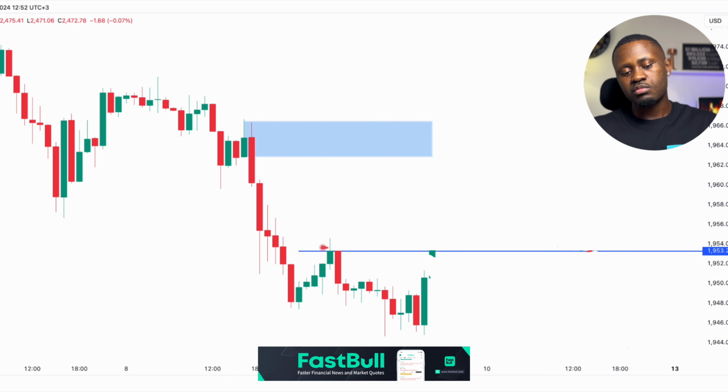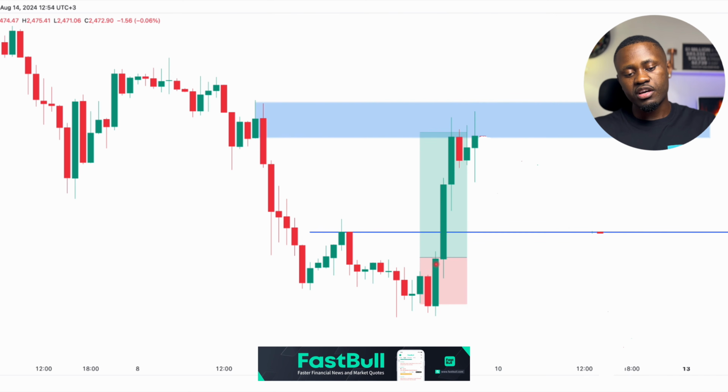So what I do, I always mark out this blue line, which is my resistance. I want to take my trade when price breaks and closes above right here, but I can also take my trade from down here, since I already have this confirmation of the bullish engulfing candle. I take my trade, putting my stop loss just below here, targeting this fair value gap right here as my target.